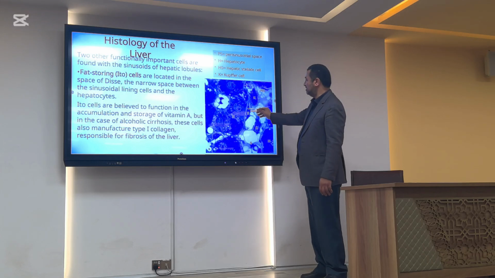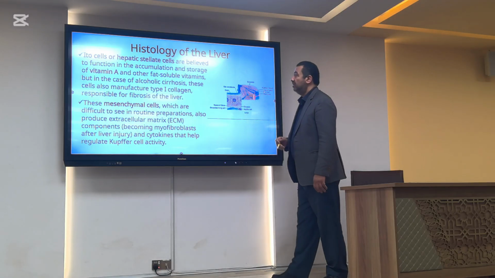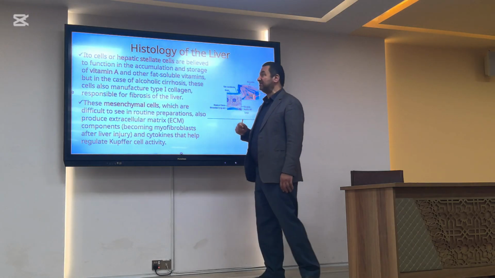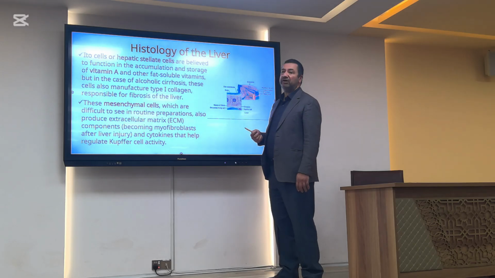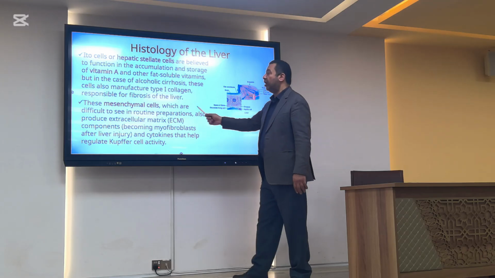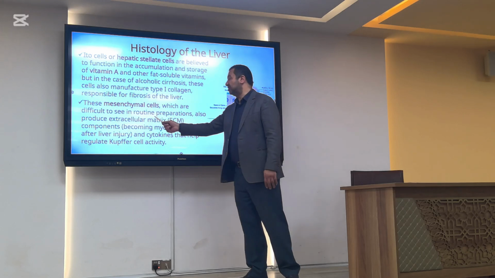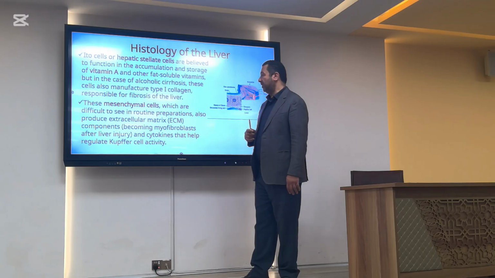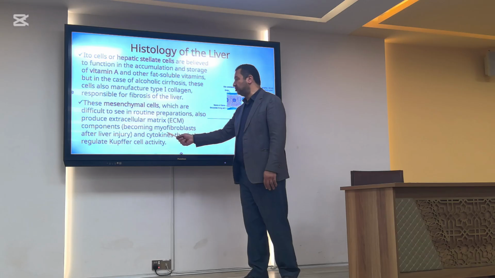You see here, this is a Stellate cell. Ito cells or hepatic stellate cells are believed to function in the accumulation and storage of vitamin A, I told you. These mesenchymal cells, which are difficult to see in routine preparations, also produce extracellular matrix components, becoming myofibroblasts after liver injury, and cytokines that help regulate Kupffer cell activity.